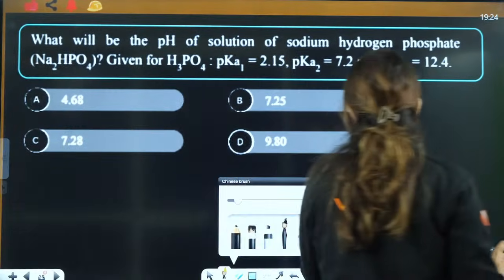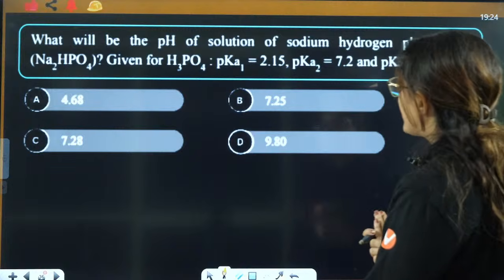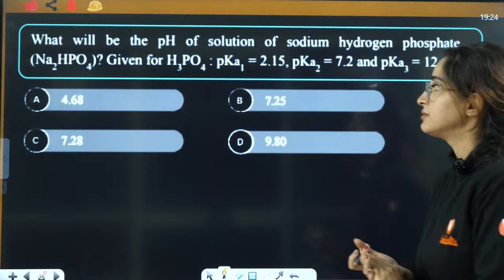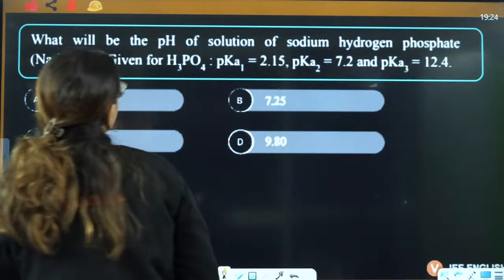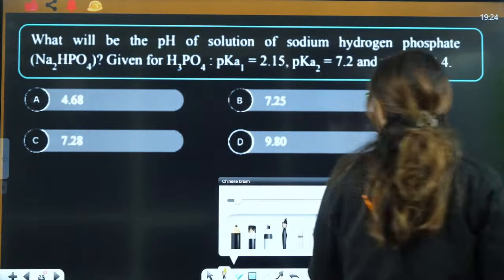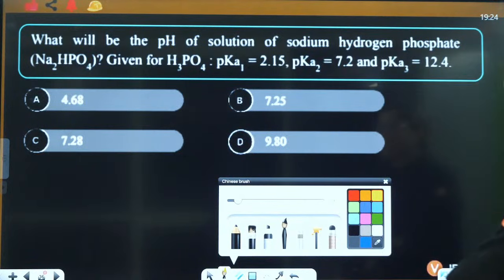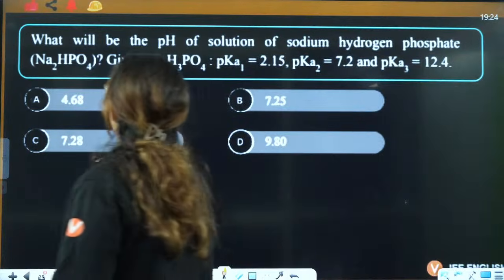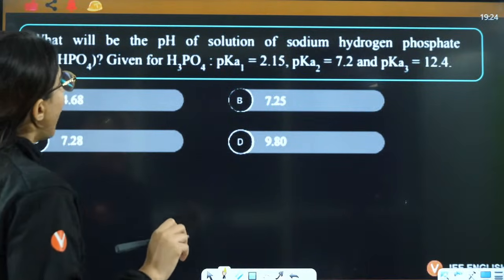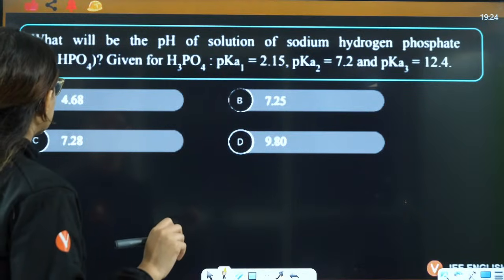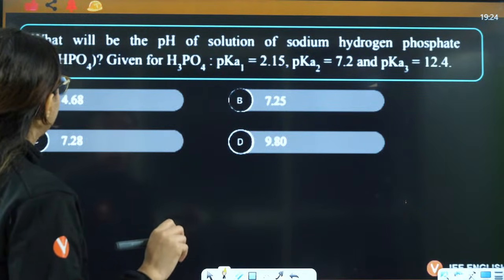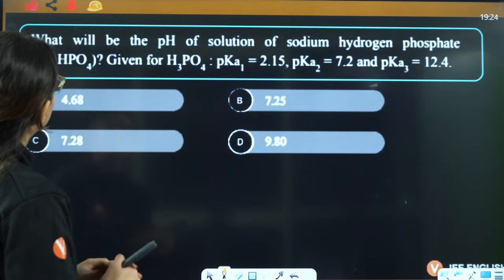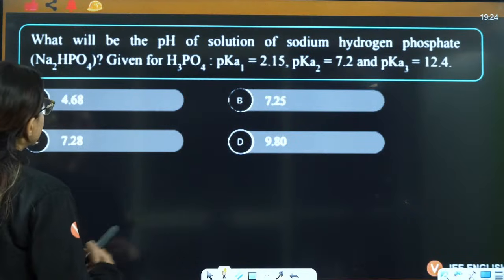Let's see this question here. What will be the pH of the solution of sodium hydrogen phosphate, Na2HPO4, given for H3PO4 pK1 is this, pK2 is this, pK3 is this, right? What will be the pH of the solution of hydrogen phosphate? That is this.